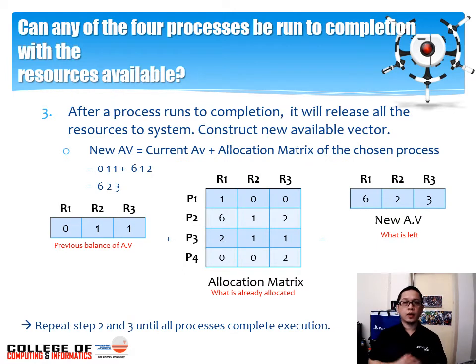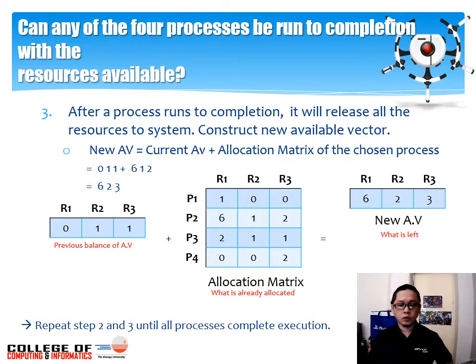Now, this is where all that information comes together. Remember, you have the allocation matrix, you have the available vector, you have also the need matrix. So from the previous decision, you determined that P2 can actually proceed until completion. Now, another condition is that after a process runs to completion, it will need to release all the resources to the system. So how do you determine how many resources it needs to return?